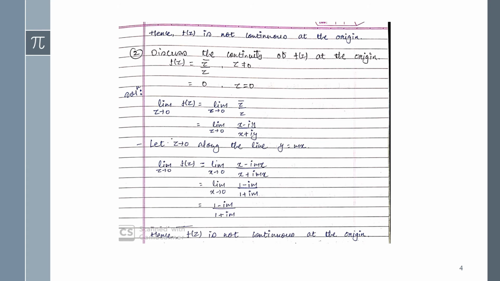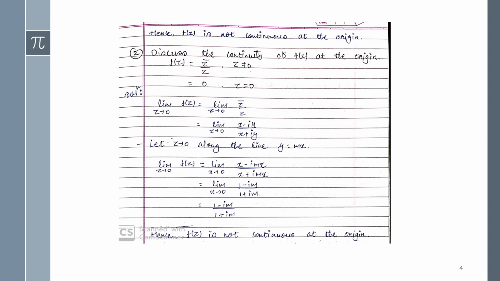I hope you all understood, guys, because this procedure we have already applied in the limit sessions. Okay, so now let's start with another one, and the question is: discuss the continuity of f of z at the origin, where f of z is z bar upon z for z not equal to 0, and 0 for z equals 0.